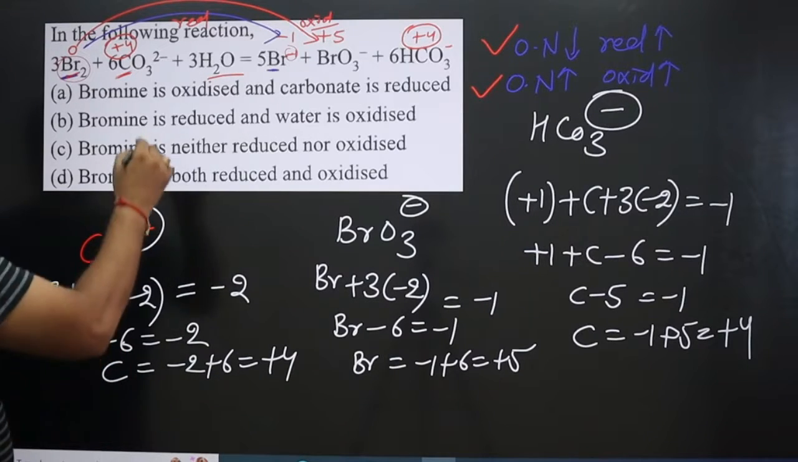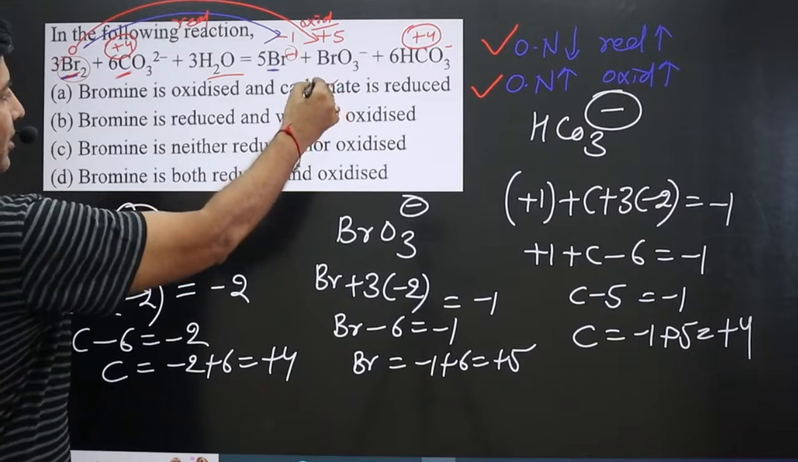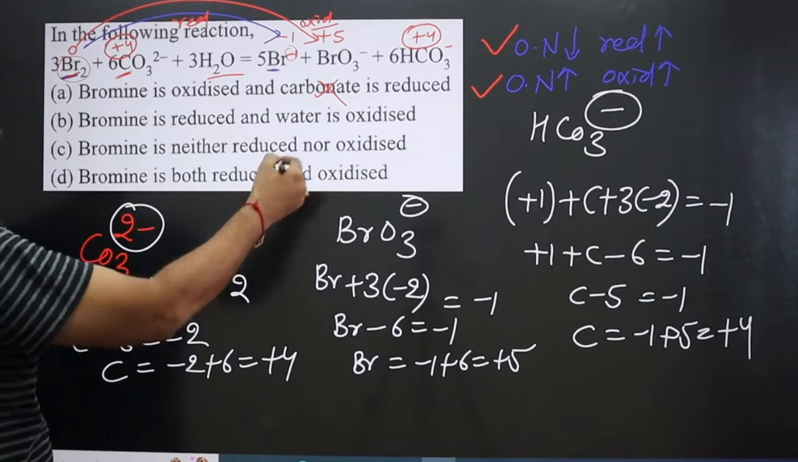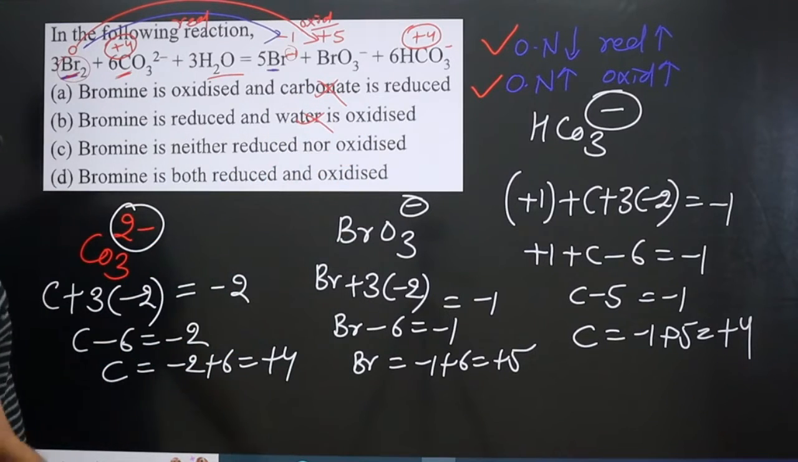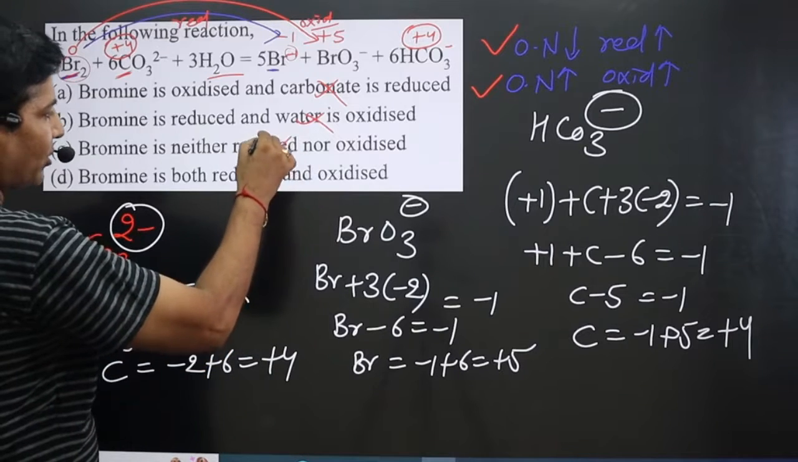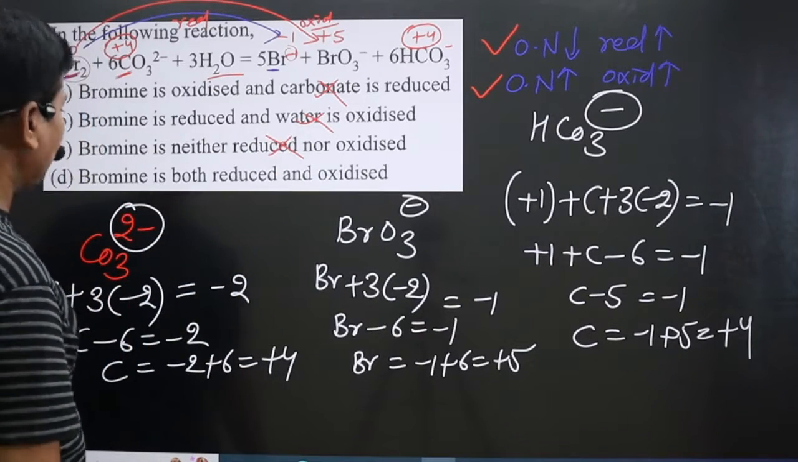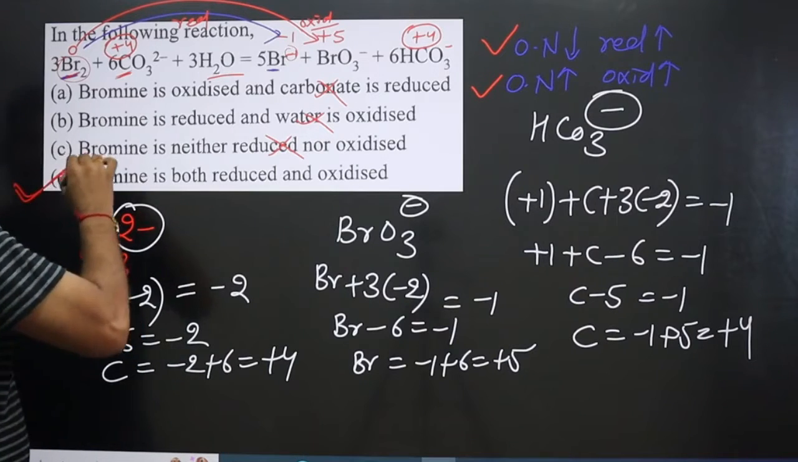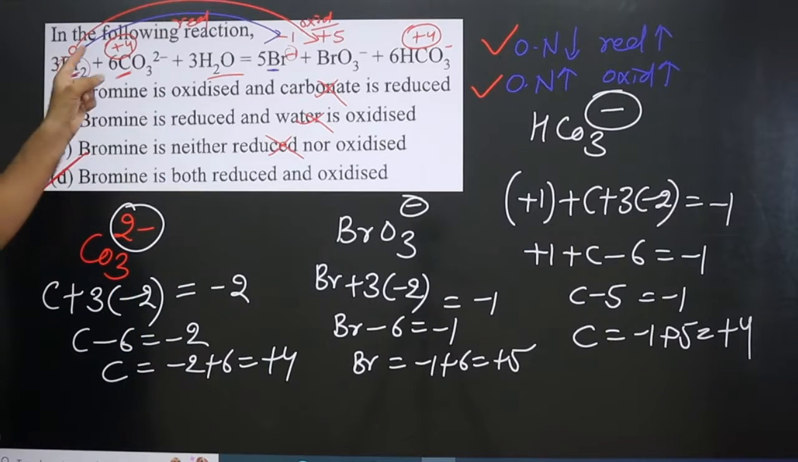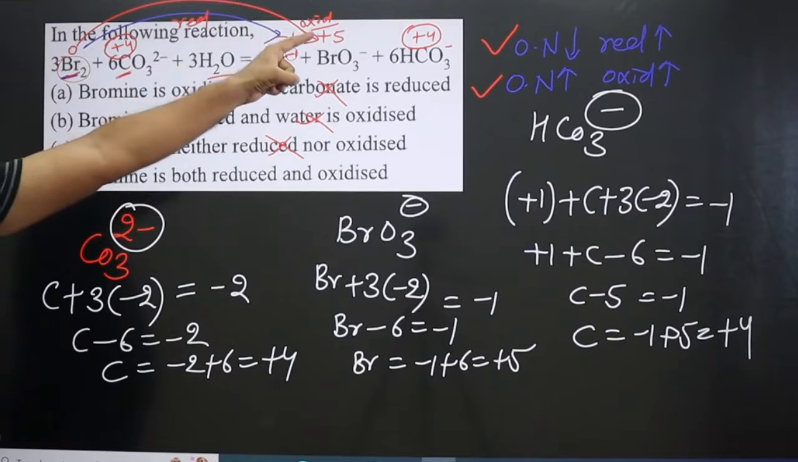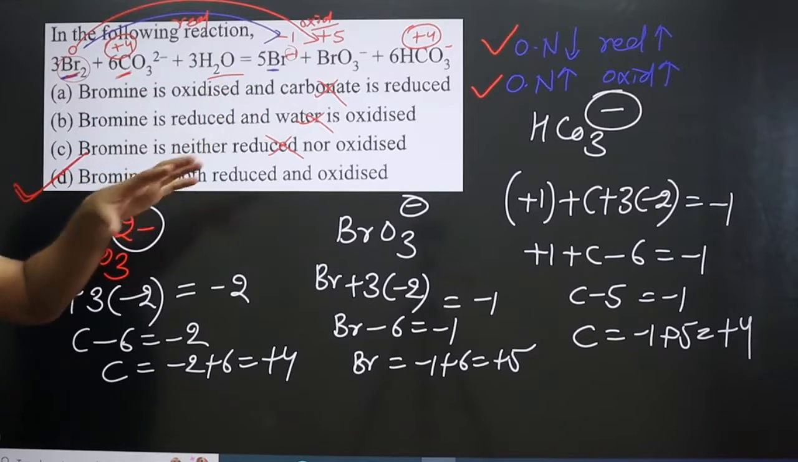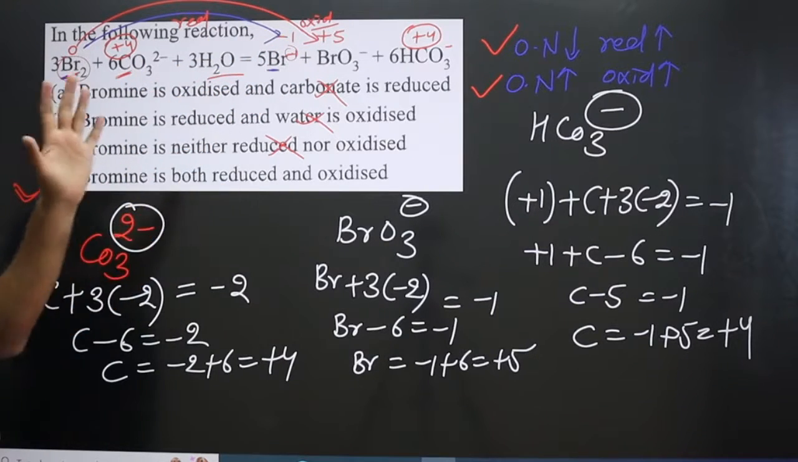So you can see, bromine is oxidized, carbonate is reduced: no, it is not correct. Bromine is reduced and water is oxidized: not correct. Bromine is neither reduced nor oxidized: no, it is not correct. The last option: bromine is both reduced as well as oxidized. This is absolutely correct. You can see a decrease in oxidation number and an increase in oxidation number, so we can say this is an example of a disproportionation redox reaction.